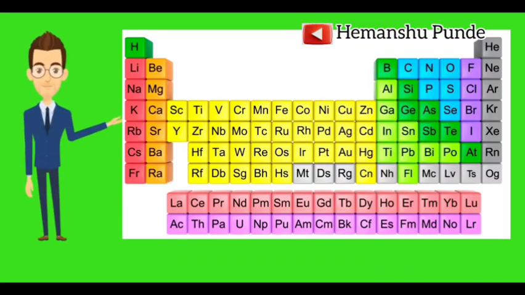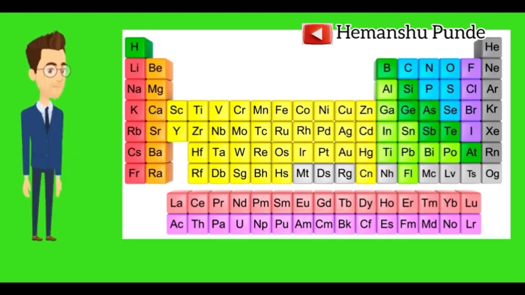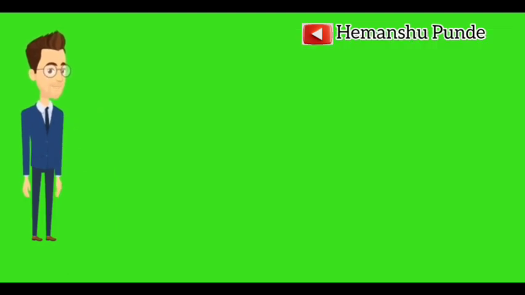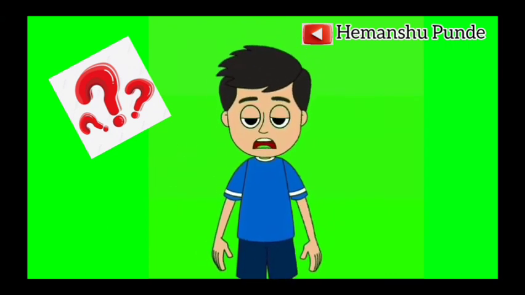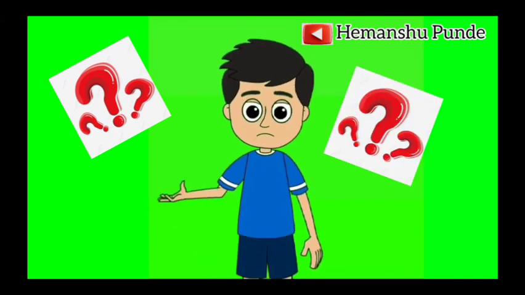Hello everyone. Have you ever wondered why there are so many elements in our periodic table, but still they show different kinds of behaviors? Do you want to know the reason? Yes, sir. We want to know the answer. Where is the answer, sir?